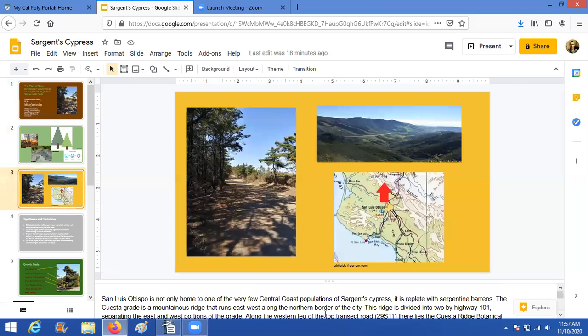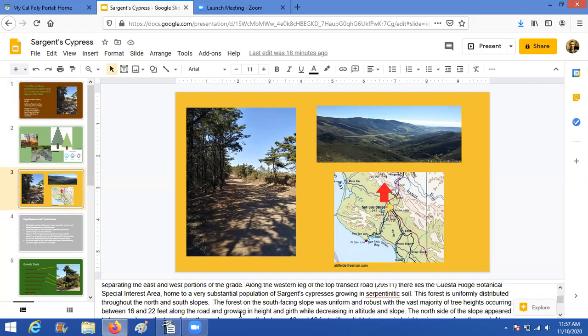San Luis Obispo is not only home to one of the very few Central Coast populations of Sargent cypress, it is replete with serpentine barrens. So, in the previous slide, that picture of the green rock I showed you, the Cuesta Grade is a mountainous ridge that runs east-west along the northern border of the city. This ridge is divided into two by Highway 101, separating the east and west portions of the grade. Along the western leg of the top transect road, there lies the Cuesta Ridge Botanical Special Interest Area, home to a very substantial population of Sargent cypresses growing in serpentinitic soil.